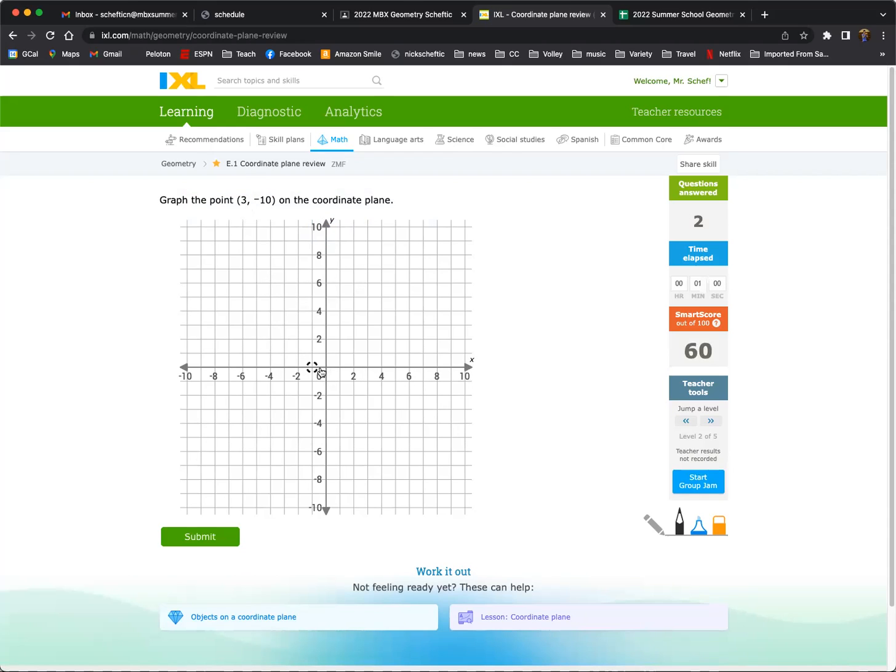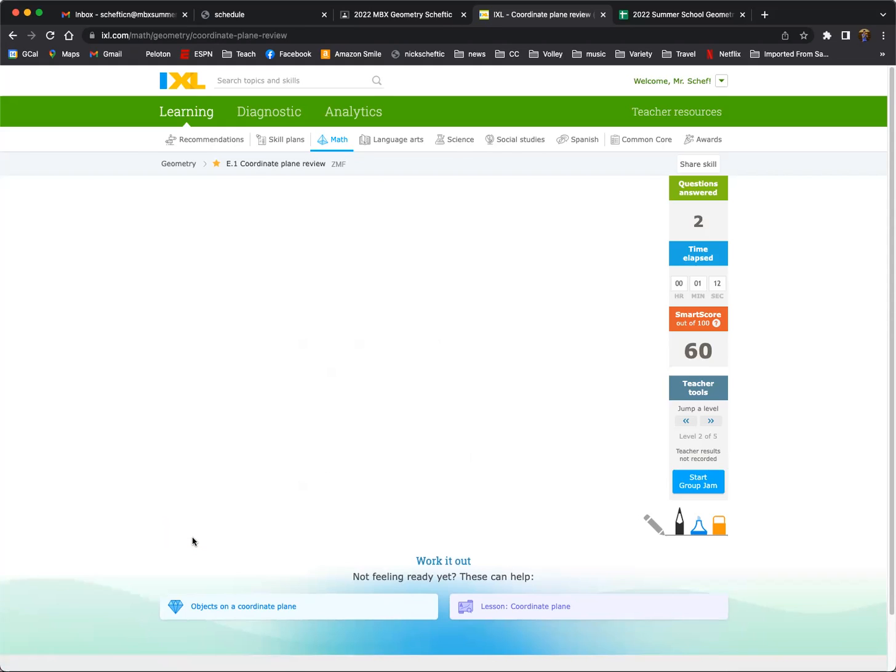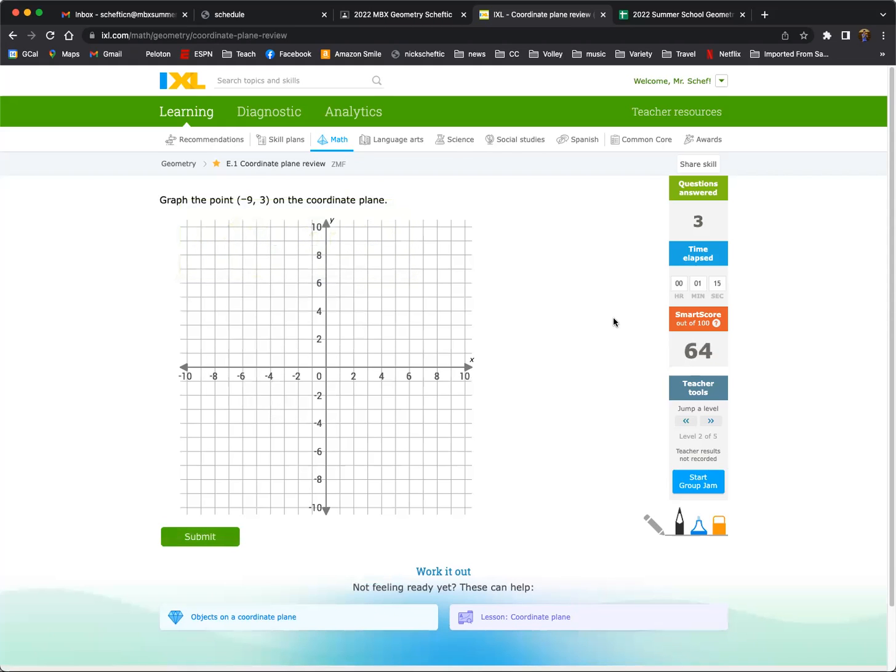This is 3. On this one, we're actually going to create the point. If I start my origin right here, I'm going to go to the right 3, and I'm going to go down 10. So I'm going to be right at that point. I'm just going to create that point. So that's about it for that first section.